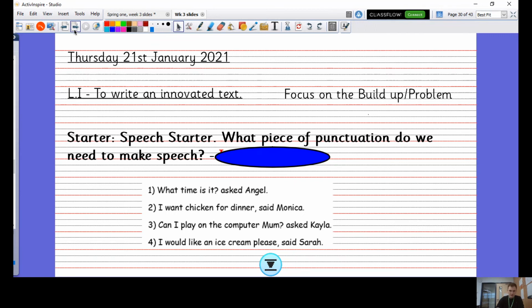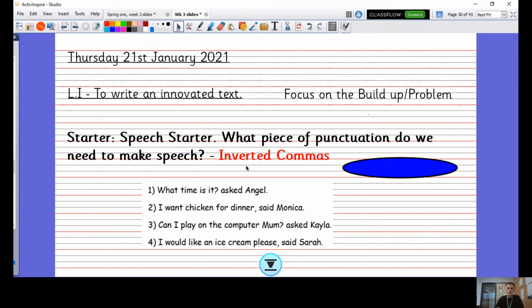We're going to start with the speech starters today. So what piece of punctuation do we think of when we think of speech? What do we need? I'll remind you, they're like our slices of bread that go around the bits that people say. That's it. They're called speech marks or inverted commas. Okay, and that's what we're going to call them, inverted commas.